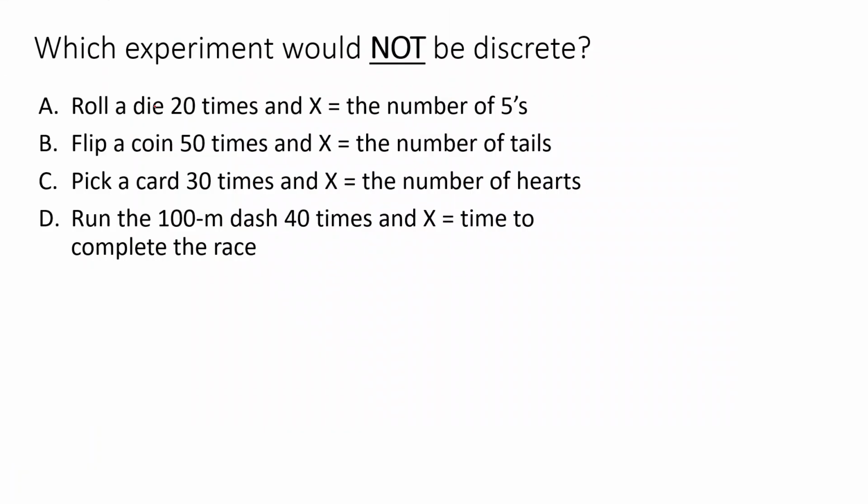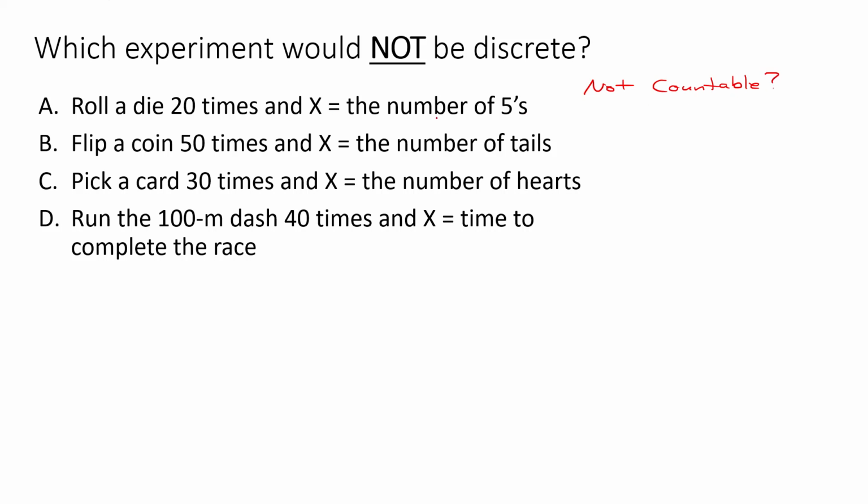All right, so which experiment would not be discrete? Which of these would not be countable? Roll a die 20 times and x equals the number of 5s. Flip a coin 10 times and x equals the number of tails. Pick a card 30 times and x equals the number of hearts. Run the 100-meter dash 40 times and x equals the time to complete the race. So which one of these is not discrete? In other words, which one is not countable?